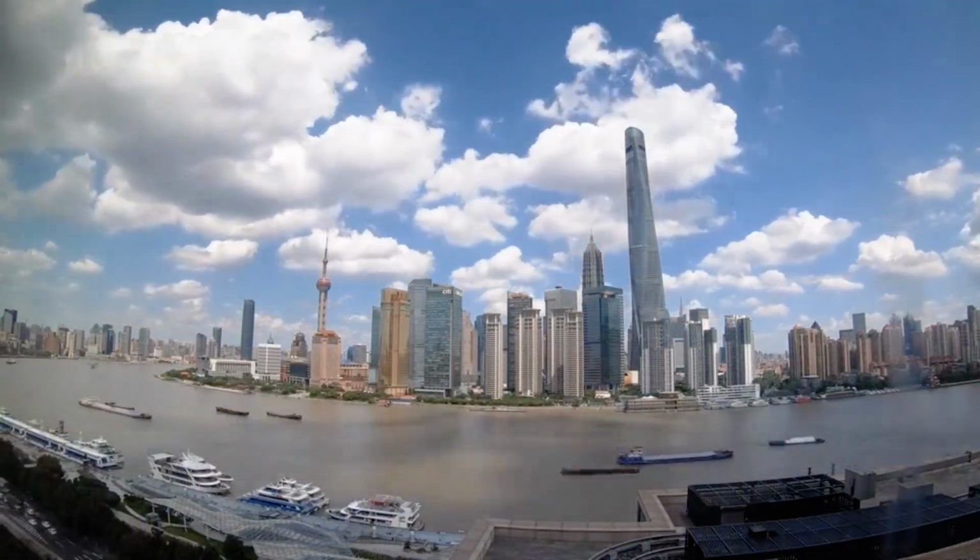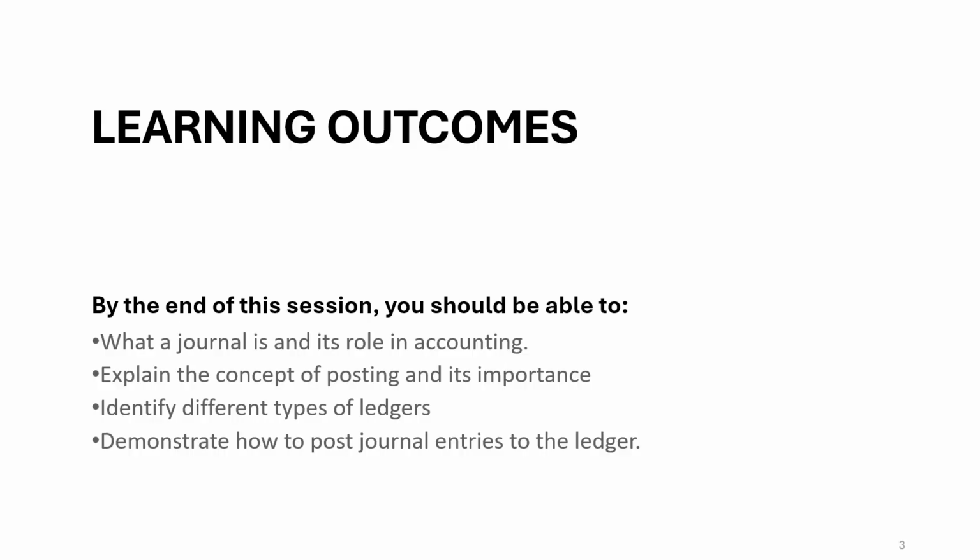Let's get started. By the end of this session, you should be able to identify what a journal is and its role in accounting, explain the concept of posting and its importance, identify different types of ledgers, and demonstrate how to post journal entries to the ledger.